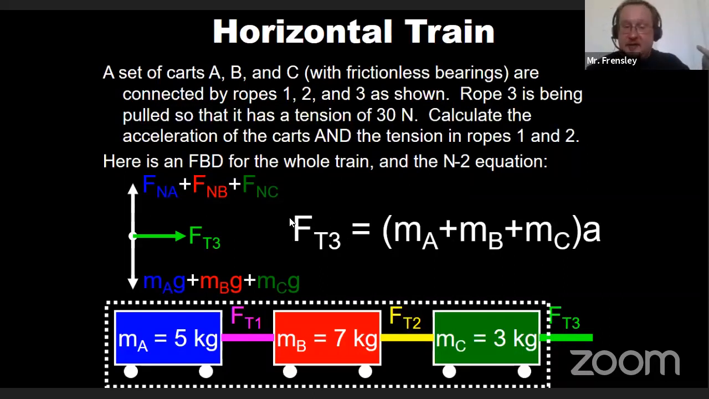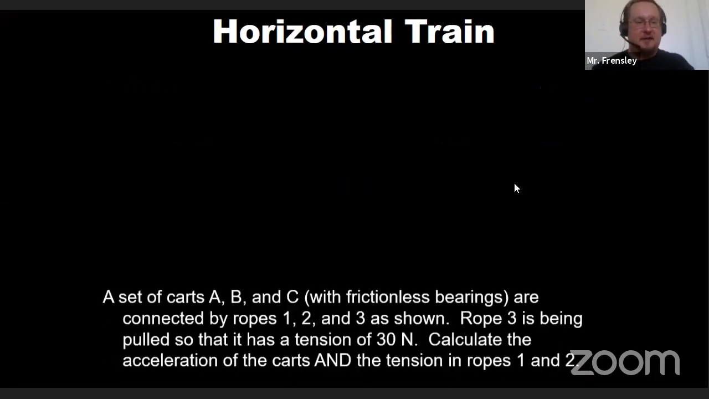So if force tension 3 is 30, and the sum of the masses is 15, then the acceleration was 2. So hopefully you were able to do that in your head. Hopefully you just said, wait a minute, I'm not going to look at 5 and 7 and 3. I'm going to look at 15 kilograms. You're pulling 30 newtons on 15 kilograms. That's an acceleration of 2 meters per second squared.